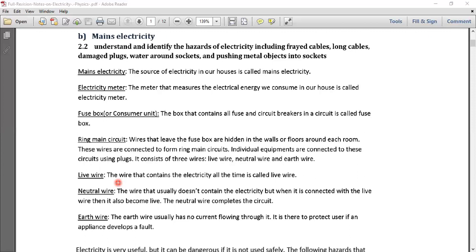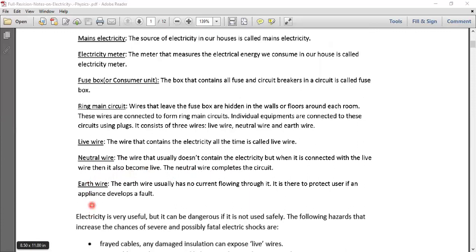Now, what is the neutral wire? The neutral wire usually doesn't contain electricity, but when it is connected with the live wire, it also becomes live. The neutral wire completes the circuit. That is, the purpose of the neutral wire is completing the path so that the electrons can flow from one terminal to the other. It does not actually contain electricity, but when the neutral wire comes in touch with the live wire, it also becomes live. That is, it also starts conducting electricity.